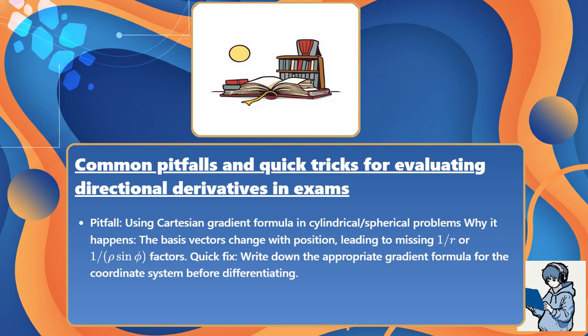Pitfall: using the Cartesian gradient formula in cylindrical or spherical problems. Why it happens: the basis vectors change with position, leading to missing 1 over r or 1 over rho sin phi factors. Quick fix: write down the appropriate gradient formula for the coordinate system before differentiating.